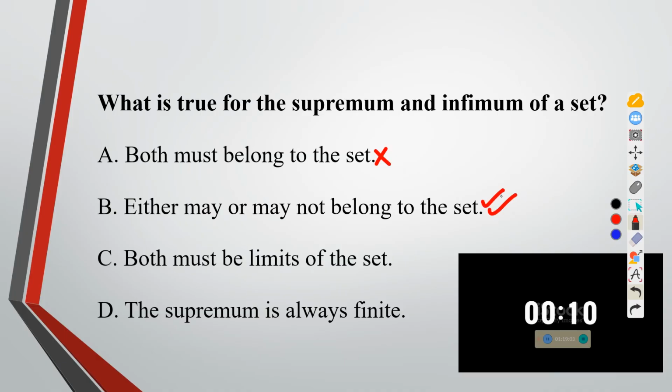This is true. Infimum and supremum can be or cannot be part of the set. So it is not necessarily true that they must be part of that set. Both must be limits of the set, not necessarily. The supremum is always finite, not necessarily. And part B will be our answer.